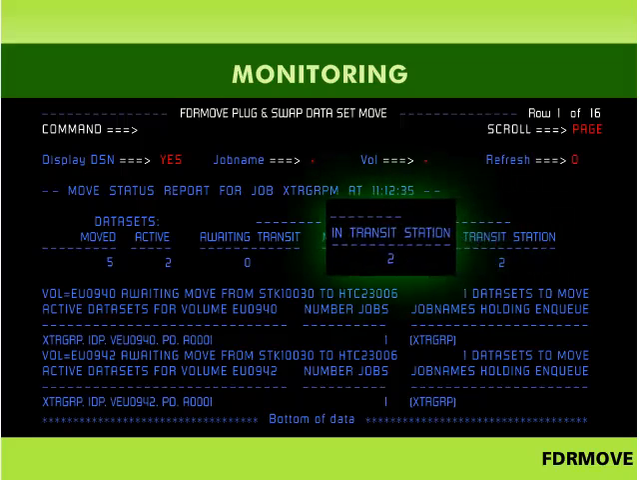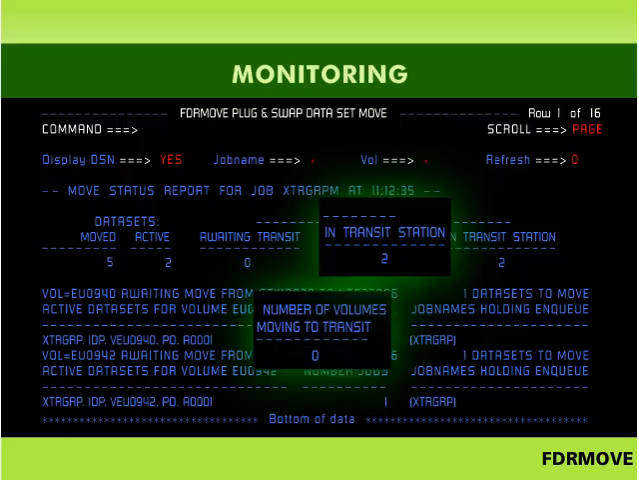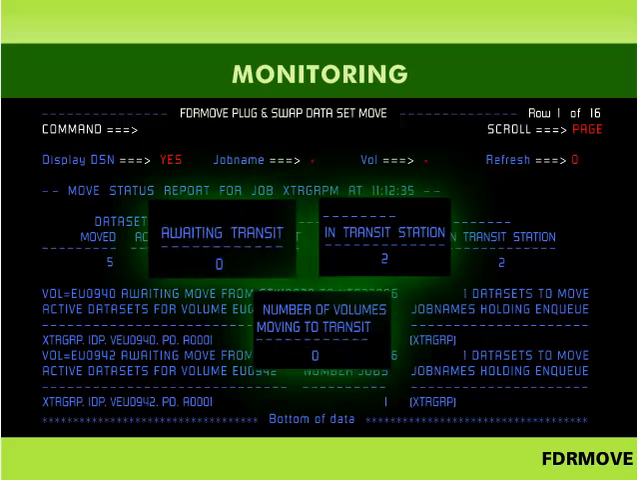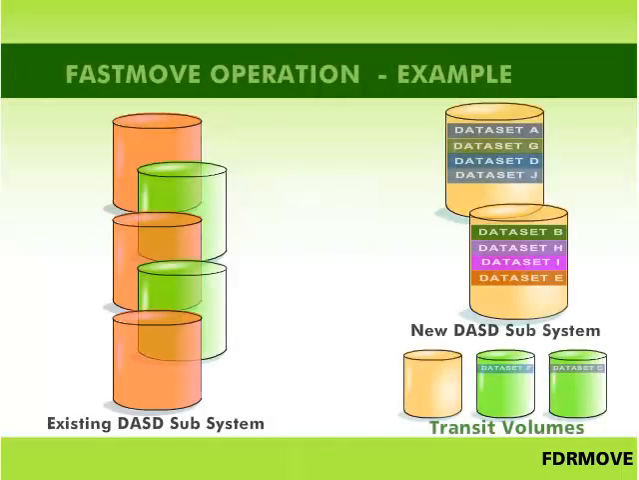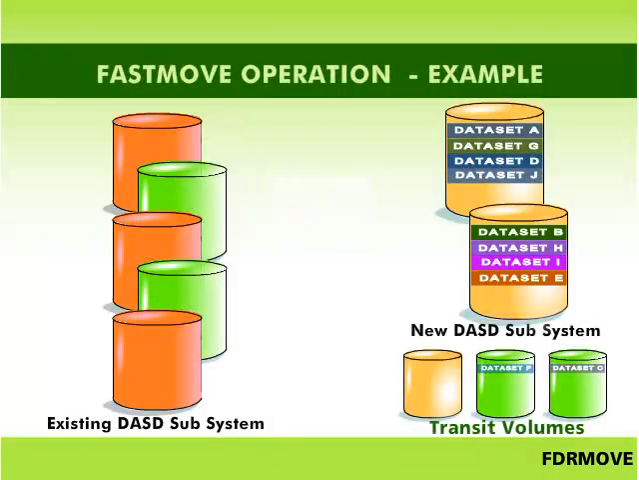Here, we can see an example where 2 volumes have been moved to the transit station, meaning FASTMOVE is waiting for datasets to become inactive before moving them to the destination volumes. Also note there are no volumes being moved or currently waiting for transit volumes. When the dataset has been moved from the transit station volume to its final destination, the volume is automatically returned from the transit station to its original location.